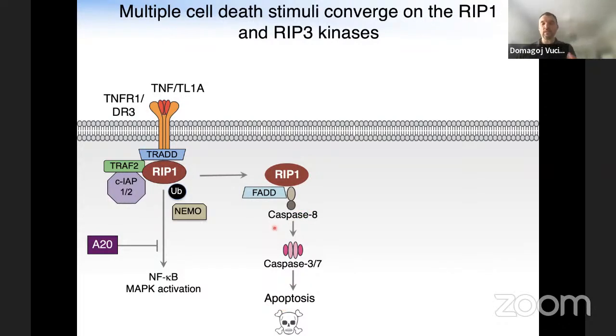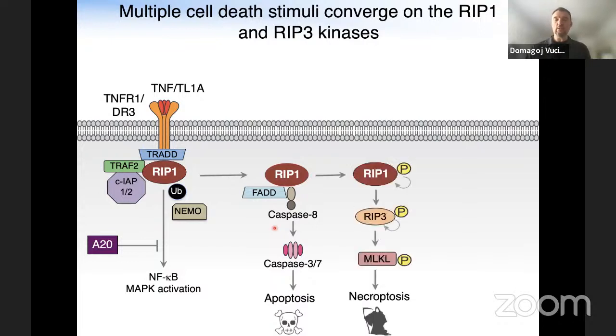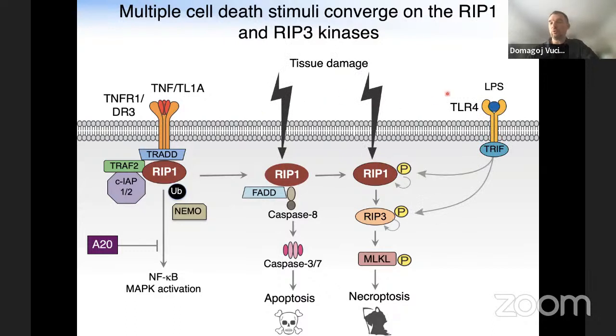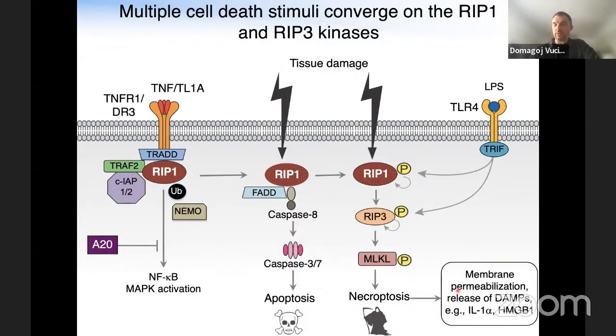However, if caspase 8 is not fully activated or is inhibited, then RIP1 can auto-activate, goes to an active conformation, autophosphorylates, and then binds to RIP3. RIP3 also autophosphorylates, and now RIP3 can bind and phosphorylate the pseudokinase MLKL. Pseudokinase means that it has a domain that looks like a kinase, but it's not an active kinase, it doesn't have activity. And that leads to necroptosis, in a process that's not just defined by TNF, but tissue damage or toll-like receptors can also activate that. We see that in the context of kidney injury, stroke, heart attack, eventually causing membrane permeabilization and release of DAMPs such as IL-1 alpha, HMGB1, and so forth.